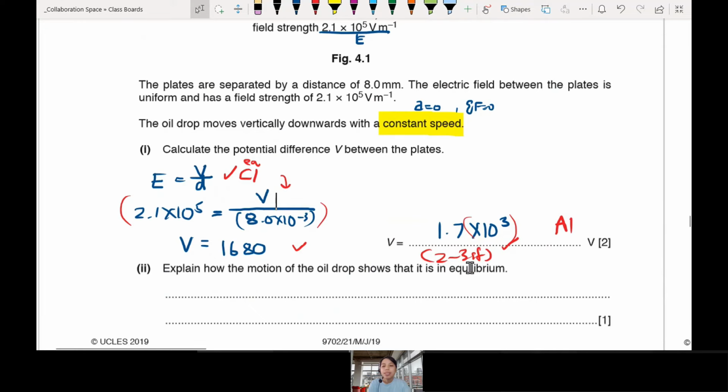The last part is going to explain something. We said there's an oil drop moving at constant speed, going downwards, and there are forces on it. Explain is a key word. Explain how the motion of the oil drop shows it is in equilibrium. The motion they give to us is constant speed.